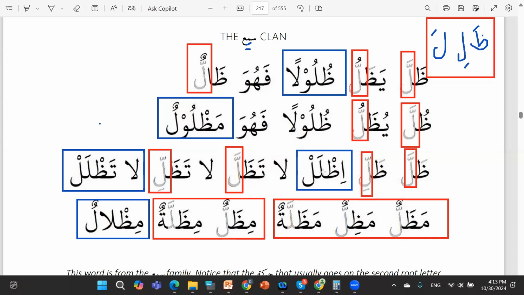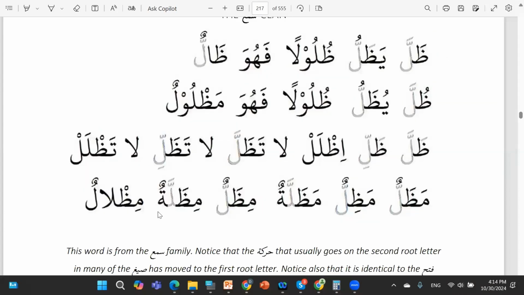And then the second rule: three versions of commanding and three versions of forbidding for the anta form. And the third rule: all past tense, irrespective of the clan, comes on the pattern of falla. So it is the law. And then the fourth rule: the harka on the second letter is transferred to the first letter. So it becomes yazallu, instead of yazlalu. This is the example from the Samia clan.